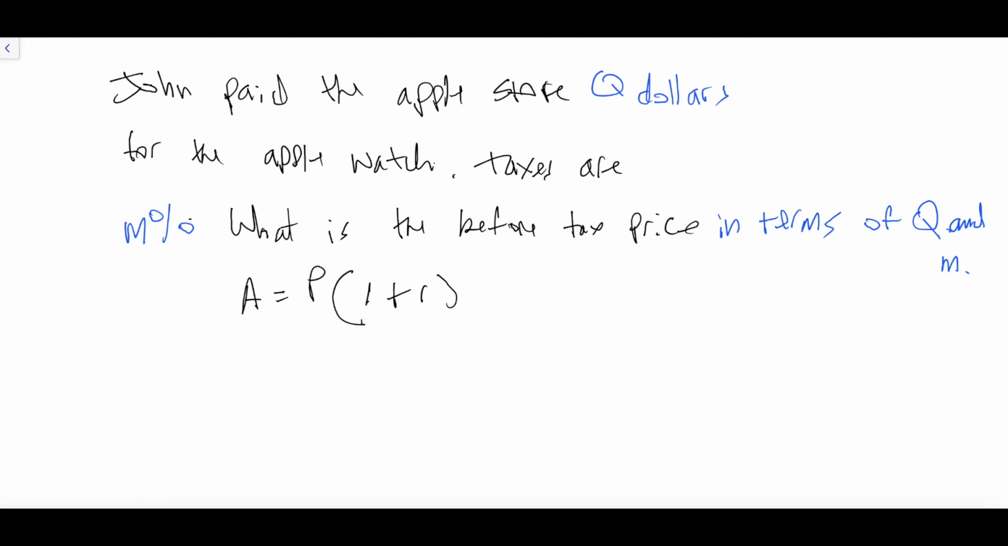John paid at the Apple Store Q dollars. Well, Q is kind of A because that's the total amount. So A is Q. Now what? So P is the OG. We don't have P, so we stay with P. Times 1 plus M, because M is the rate.